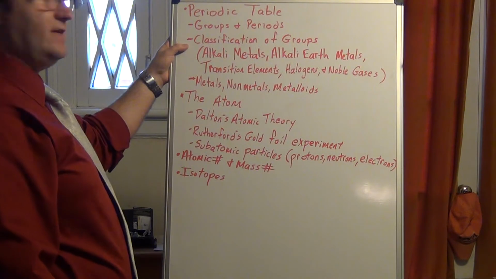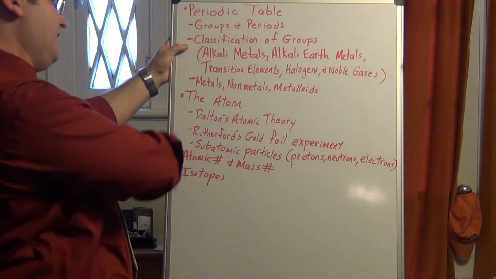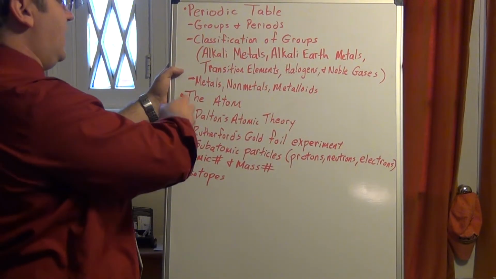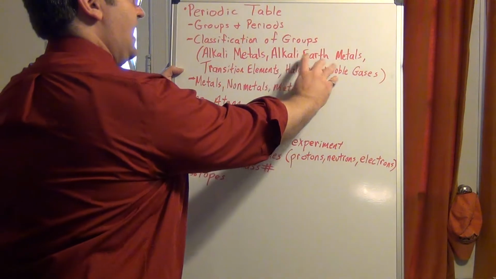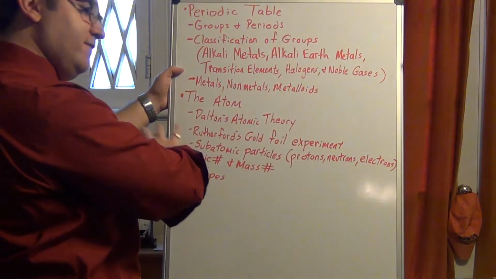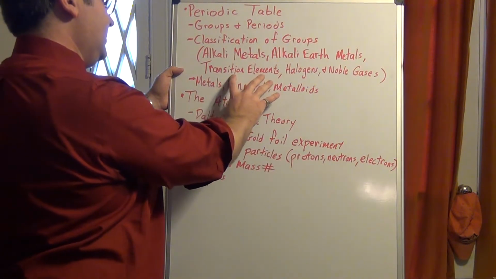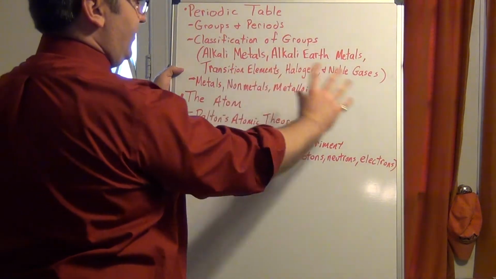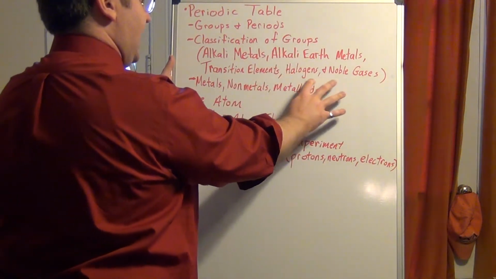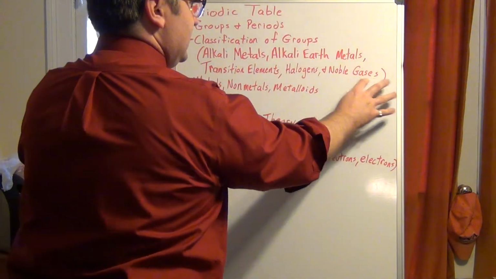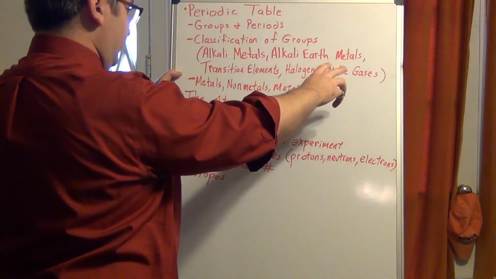Know the different classification of the groups within the periodic table, beginning with the left side. In the far left column you have your alkali metals, followed by your alkaline earth metals. Then you have the block that's in the middle of the periodic table. These are called your transition elements. And then on the right side of the periodic table, the next to the last column are your halogens, and then ending with your noble gases. So do know the classification of the groups.